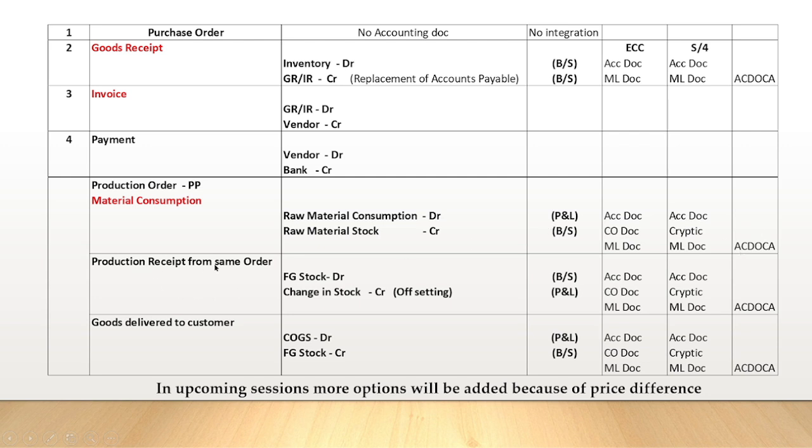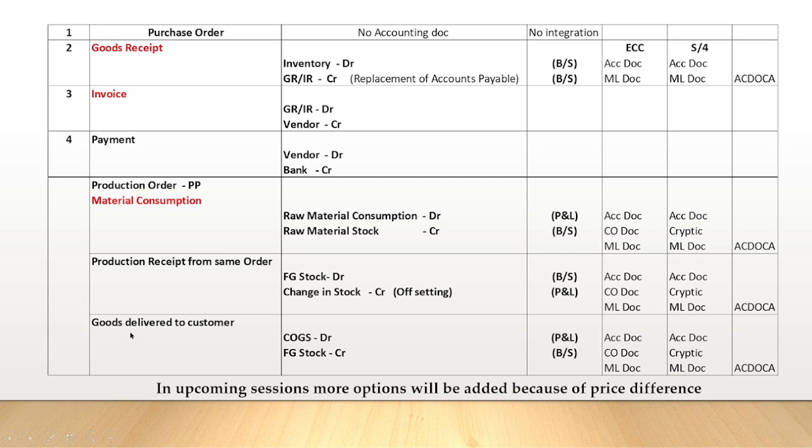Then production receipt from the same order. Here FG stock will be debited, change in stock will be credited. This is an offsetting entry. FG stock is balance sheet category, change in stock is P&L category, but this is basically an offsetting entry. Again, what are the documents involved here? Accounting document, accounting document. In ECC, we'll get a CO document. In S4, we'll get a CO document as cryptic. In ECC, we'll get an ML document. In S4 also, we'll get an ML document.